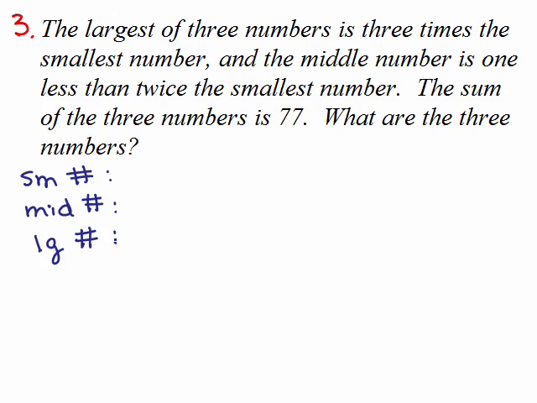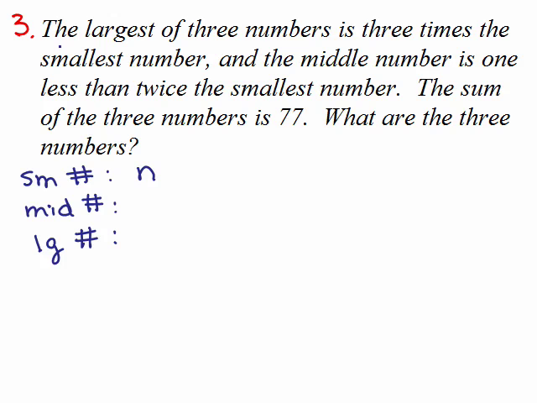Now the trick is deciding which one to just let be a single variable like x or n. So if you read through it again, the largest of three numbers is 3 times the smallest number. Well, to get the largest, I'd have to know the smallest number. Let's look at the next part. The middle number is 1 less than twice the smallest number. To get the middle one, I'd also have to know the smallest number. So that's a key that we need to start off knowing the smallest number. So let's let the smallest number be n.